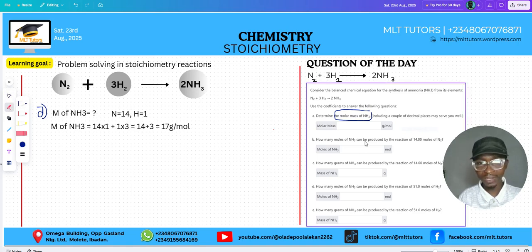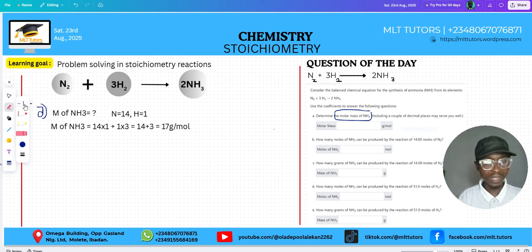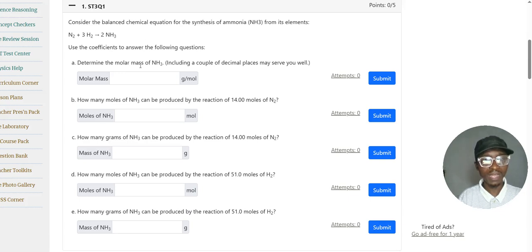Let's record that in the space provided for the answer. So we have 17 gram per mole. The unit has already been stated here. Now let's check and confirm that in the class. So 17 gram per mole. Let's submit that. Oh, that's perfect. That's correct.